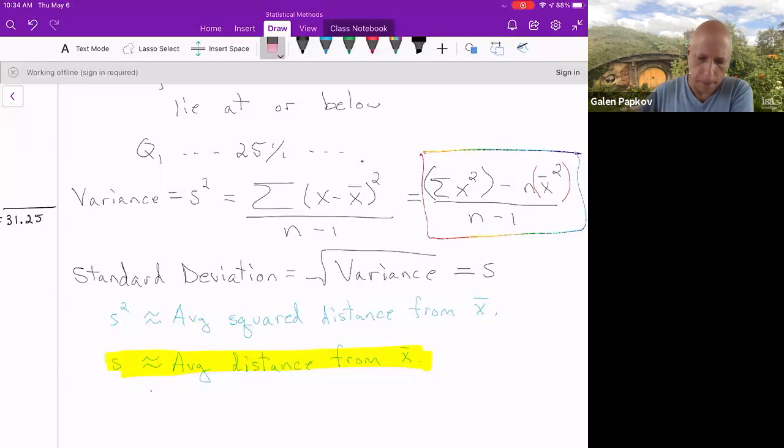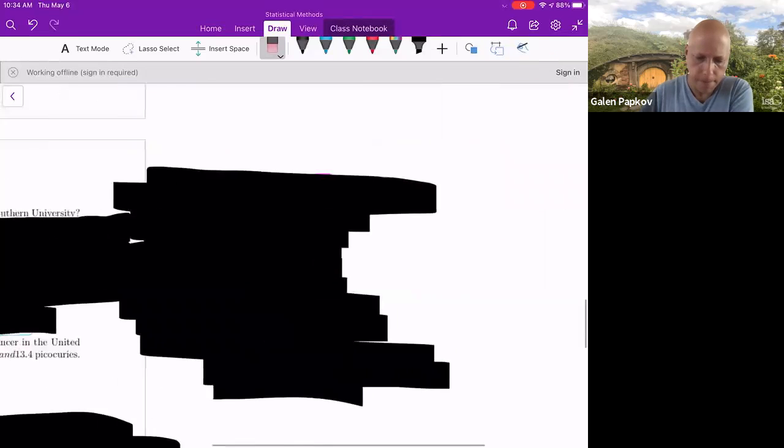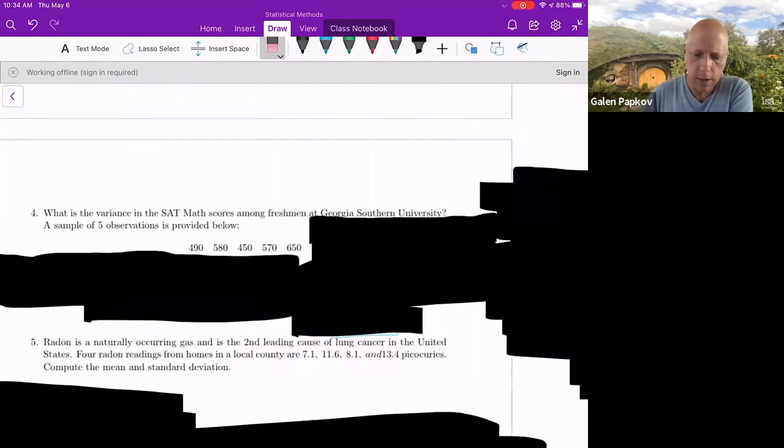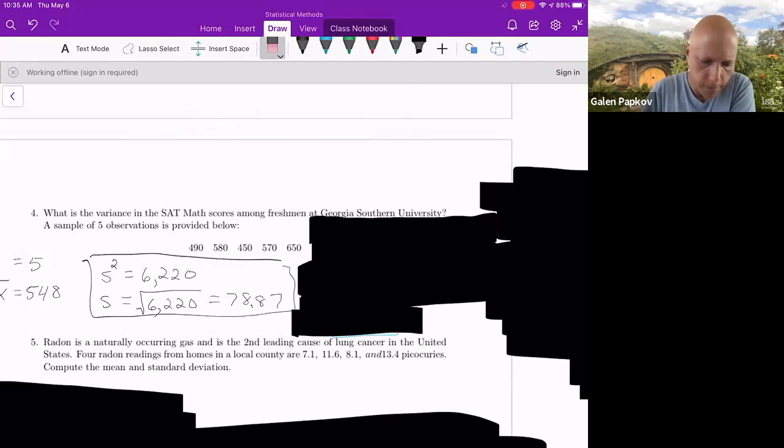How do you do these? Well, let's go ahead and look at problem 4 here. Problem 4 asks, what is the variance of SAT math scores among freshmen at Georgia Southern University? You're given 5 observations here, and we want to figure out what's the variance. So the first thing that you need is the mean. So you should go ahead and calculate that.